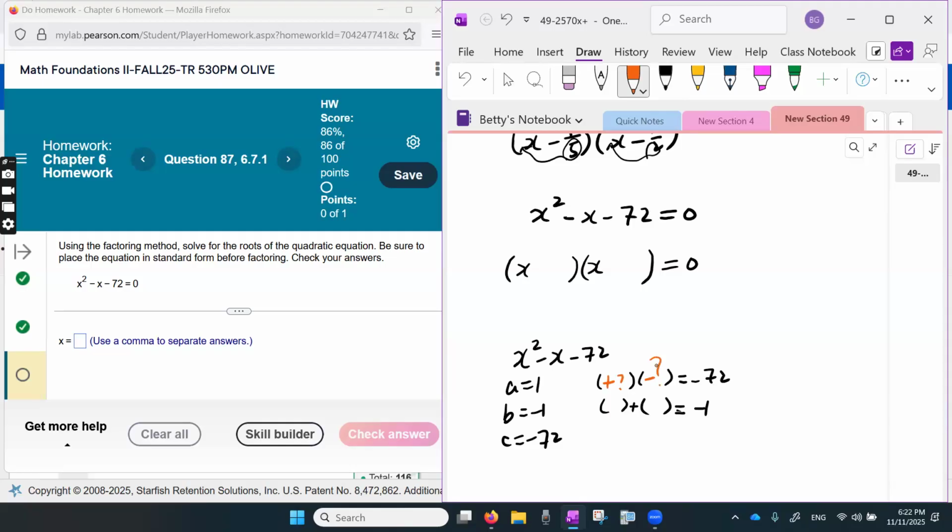Okay, let's see how we factor 72. 72 could be 1 times 72, 2 times 36, 3 times 24, 4 times 18.